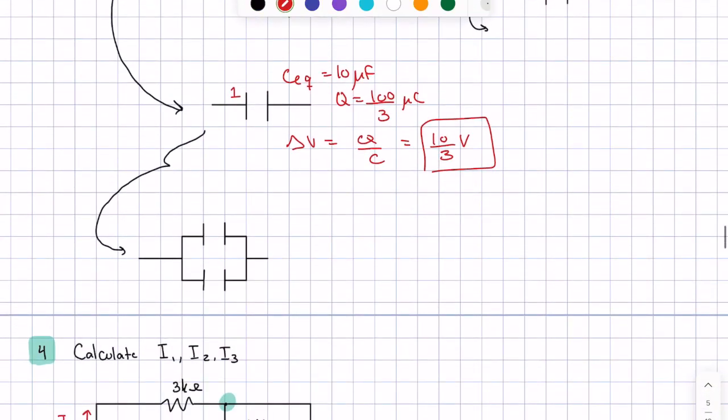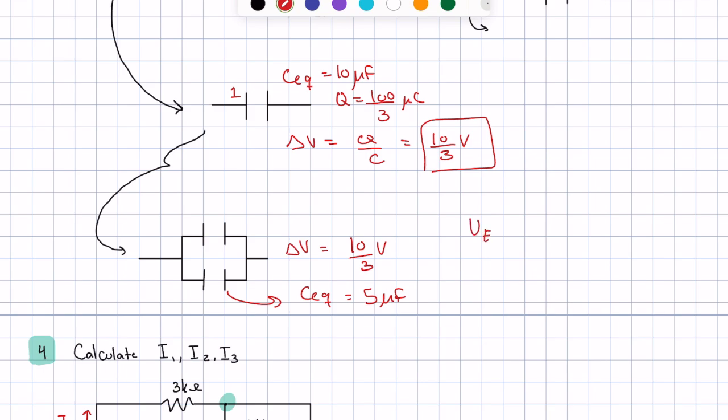So then I take delta V, and I have delta V is equal to 10 over 3 volts. C equivalent for one of them is equal to 5 microfarads. So I know delta V, I know C, I know Q, and then I can figure out what the energy stored on one of these capacitors is.